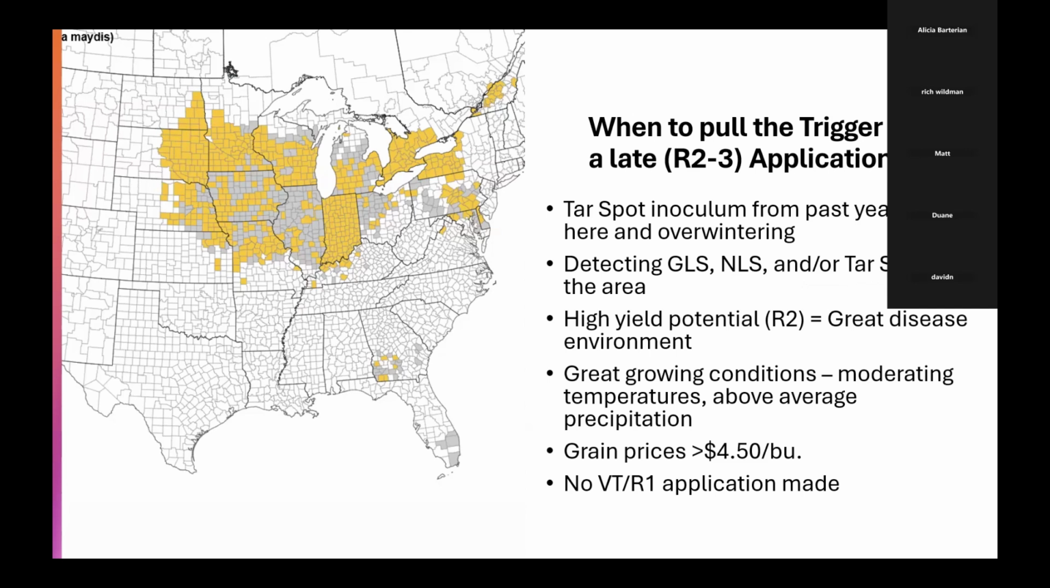Okay, I guess I got one more slide. When to pull the trigger. So this is a map. These are all the counties in the United States that have had tar spot in them, and we're slowly but surely seeing this all creep across the United States.